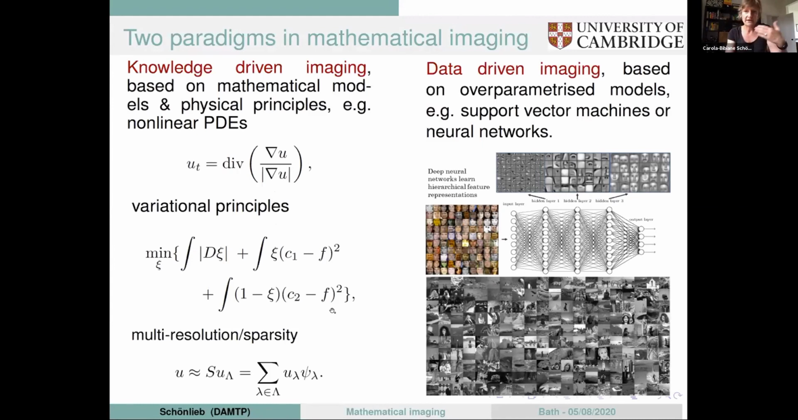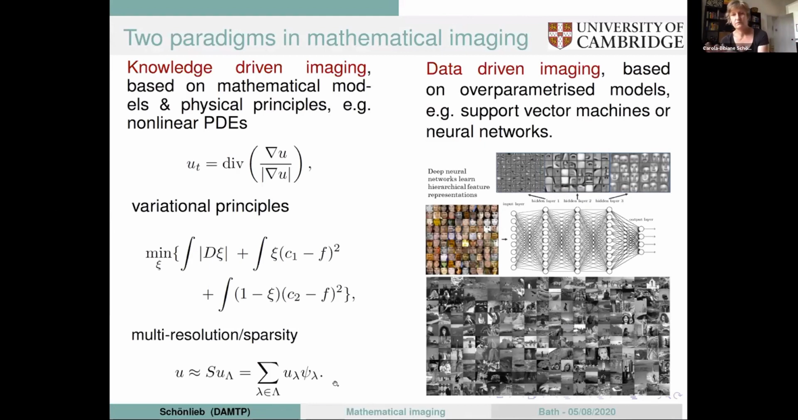That you say you can represent this information in some kind of basis or dictionary in a sparse manner. You have a simple representation that you then use to reconstruct this information. Okay, and so multi-resolution sparsity constraints come into this context. Okay, so this is the knowledge-driven paradigm.